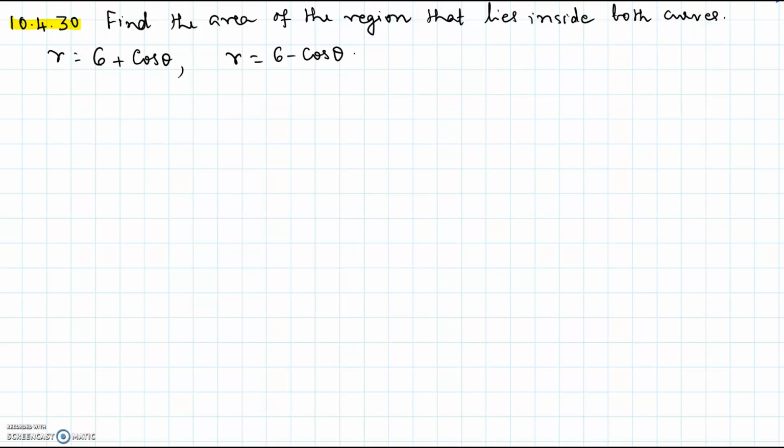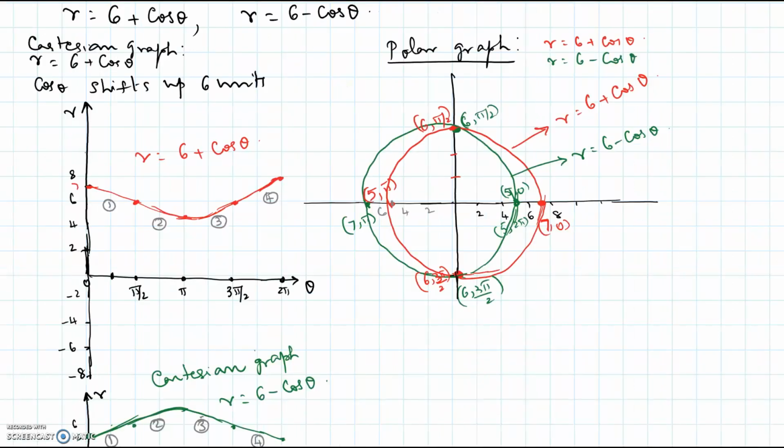Hi, in this video, I will be showing you problem number 30 of chapter 10 section 4. Find the area of the region that lies inside both curves r equal to 6 plus cosine theta and r equal to 6 minus cosine theta. We have to sketch both graphs and see what graph comes up in the middle, which is the intersection of these two, and we have to find out the area of the intersection.